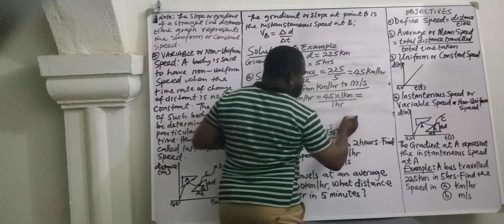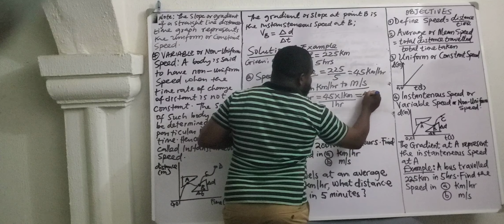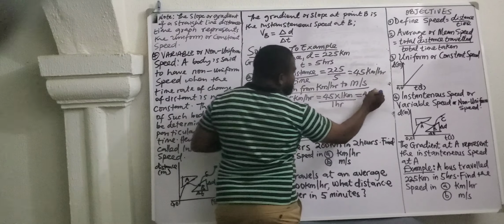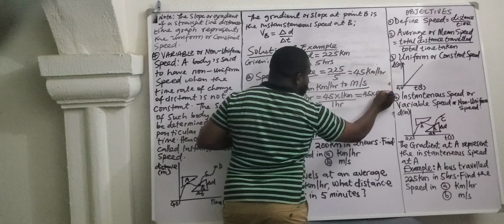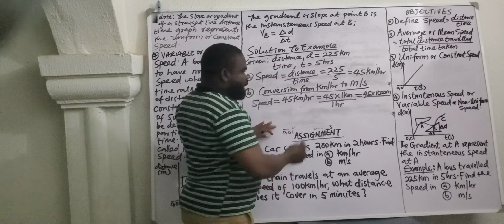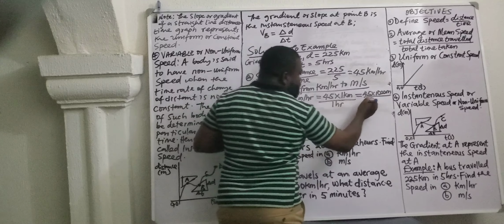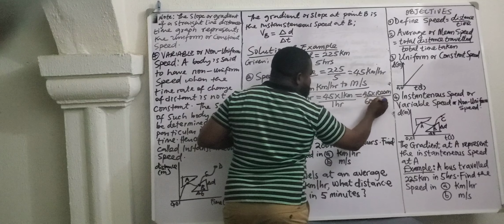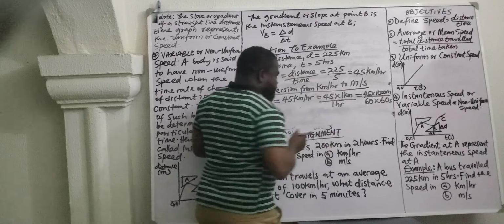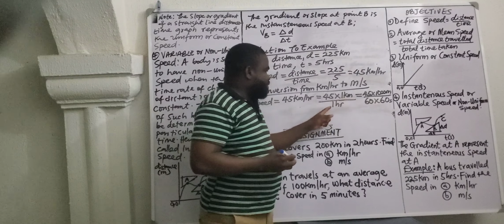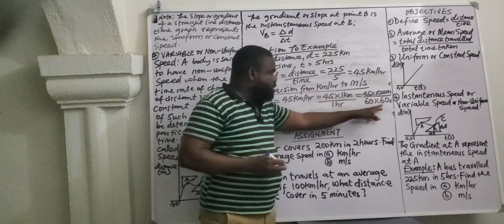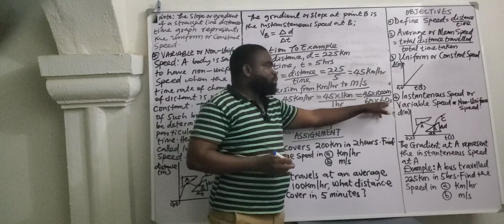Now, I will convert that 1 kilometer to meter. 1 kilometer is 1,000 meter. So I replace that 1 kilometer with 1,000 meter. And then 1 hour in second is 60 times 60 in second. This first 60 converts the hours to minutes, while the second 60 converts the minute to what?